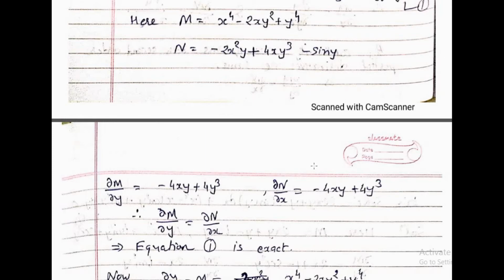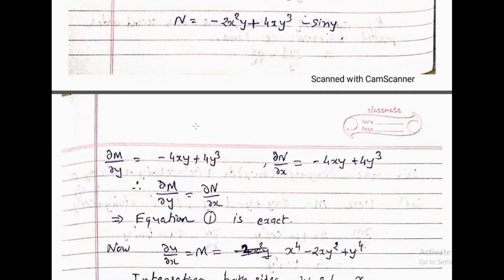Now ∂M/∂y, differentiating M with respect to y, will be −4xy + 4y³, and the derivative of N with respect to x will be −4xy + 4y³. See here, x is treated as a constant in M and here y is treated as a constant. So ∂M/∂y is equal to ∂N/∂x, and that's why your original equation is exact.